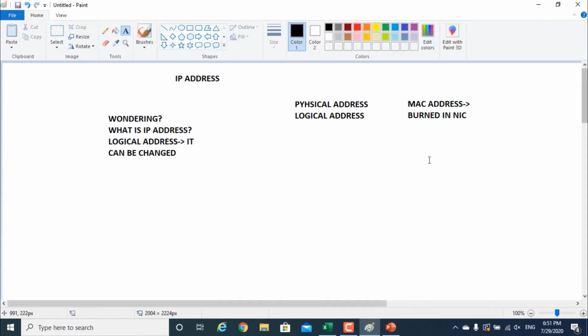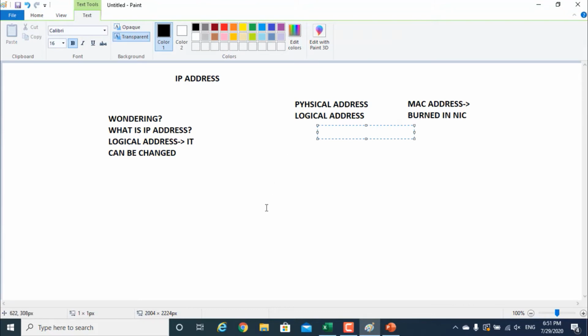For example, if your laptop is from Dell, then the manufacturer company who is producing this NIC for you is going to burn that address into your NIC, so no one can change it. But a logical address means that it's changeable, so you can change it every time.